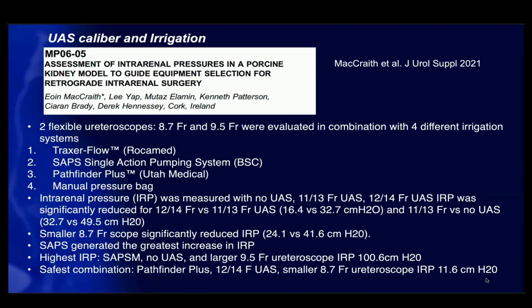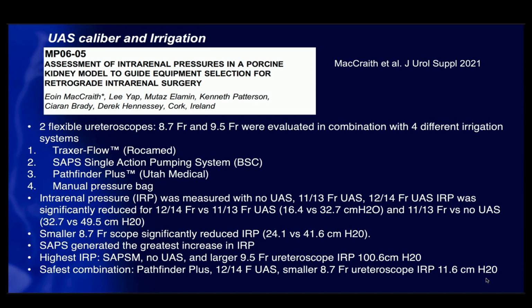Talking about the measures that can be performed to optimize the intraoperative intrarenal pressure, this abstract was accepted for EAU last year, which looked at the intrarenal pressure in a porcine model. Two different flexible ureteroscopes were used, 8.7 and 9.5 French, and evaluated in combination with 4 different irrigation systems: Traxer flow, single action pumping system from Boston Scientific, Pathfinder Plus from Utah Medical, and manual pressure bag. The intrarenal pressure was measured with no ureteral access sheath, and with 11-13 and 12-14 French ureteral access sheaths. The intrarenal pressure was significantly reduced for 12-14 versus 11-13 ureteral access sheath and 11-13 versus no ureteral access sheath.